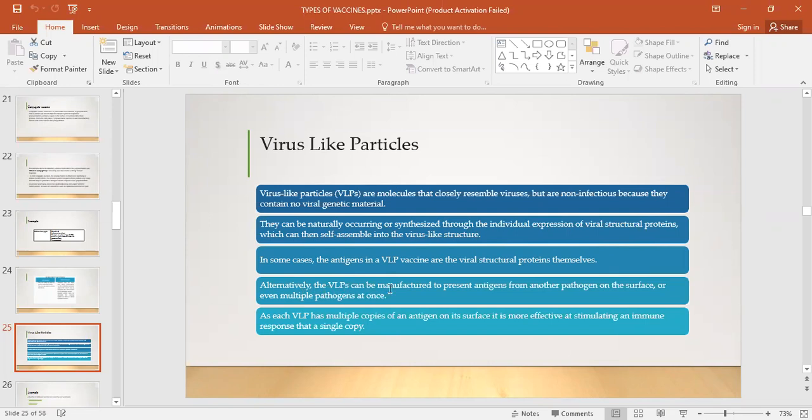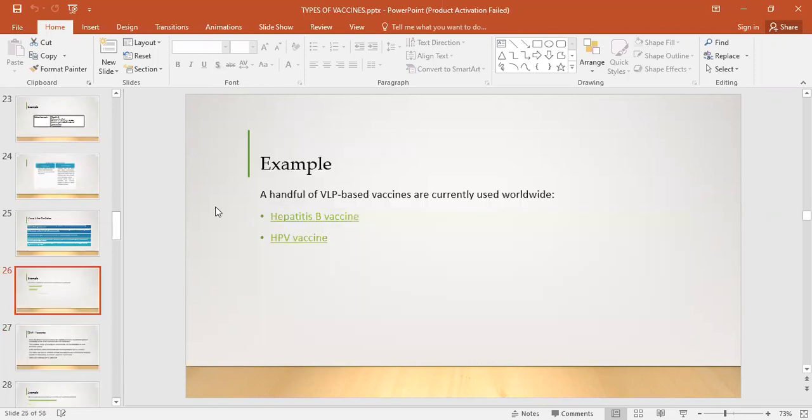Alternatively, the VLPs can be manufactured to present antigen from another pathogen on the surface, or even multiple pathogens at once. As each virus-like particle has multiple copies of an antigen on its surface, it is more effective at stimulating an immune response than a single copy. For example, virus-like particle-based vaccines are currently used worldwide: hepatitis B vaccine or a human papillomavirus vaccine, which is used against cervical cancer.